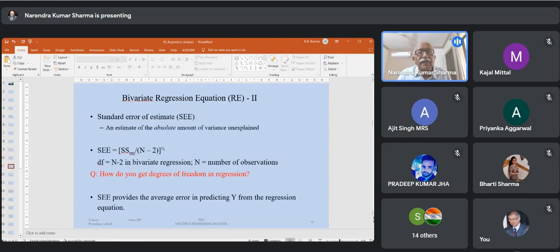Then here, standard error of estimate is what is important. It is an estimate of the absolute amount of variance unexplained. How much variance are we not able to explain in the data? Again, standard error, if you remember, how was it defined? Standard error is the standard deviation of the sampling distribution. You should remember those definitions. I think in the first lecture I defined those terms.